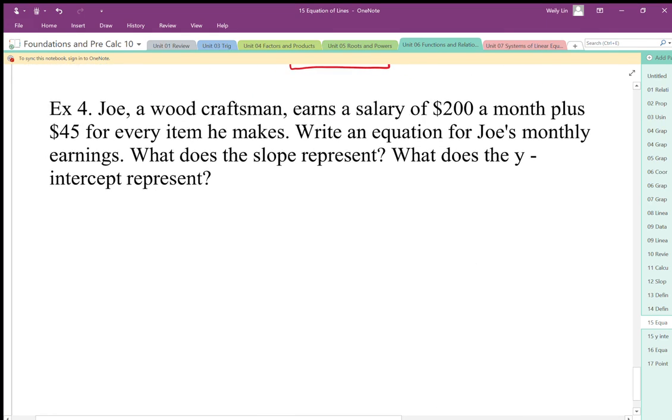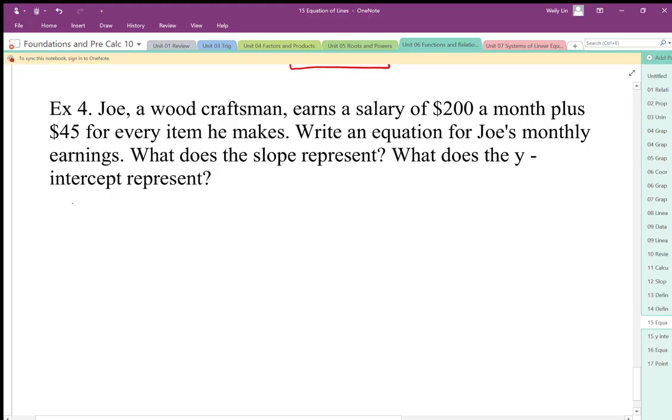So here, Joe, a wood craftsman, earns a salary of $200 a month plus $45 for every item he makes. Well, if I'm reading this correctly, what I'm looking for in my relationships are a starting amount and a rate of increase, $45 for every item he makes. Well, my independent variable should be the number of items he makes, and the dependent variable should be the monthly earnings.